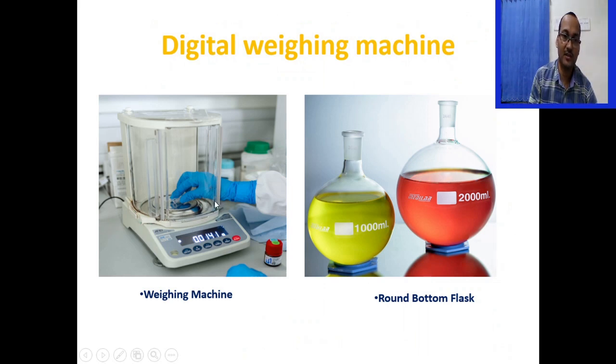This figure depicts a digital weighing machine. Here you can take the weight of your chemicals accurately. This one is known as a round bottom flask. This is mostly used in carrying out different reactions.